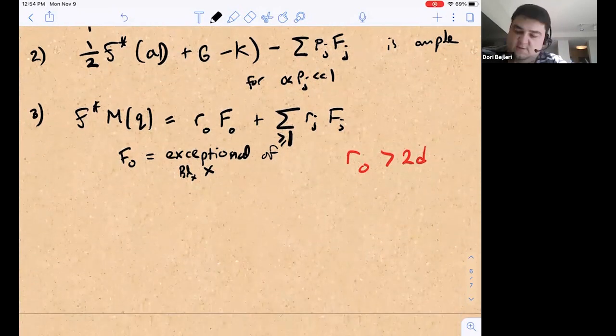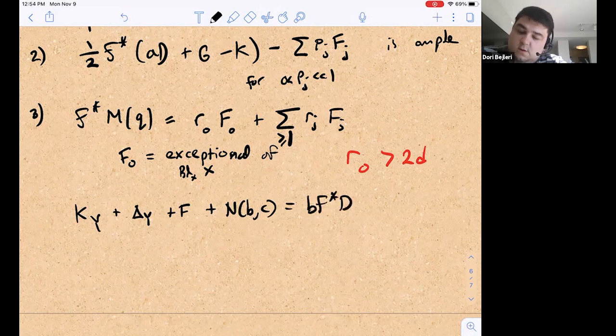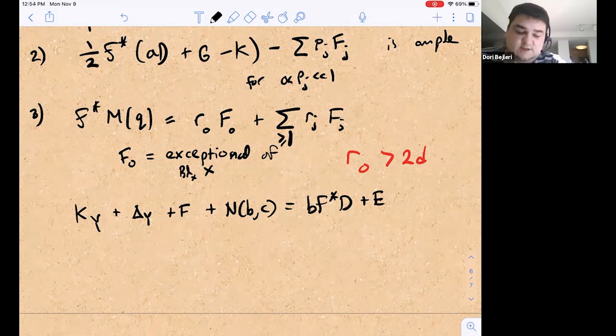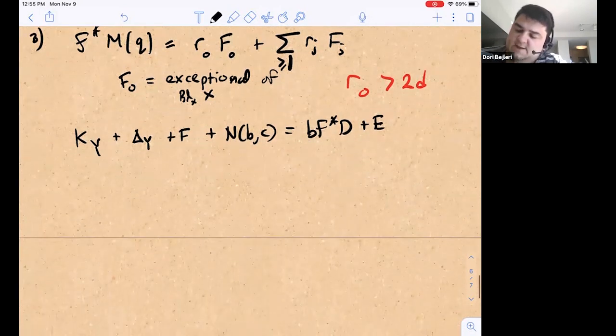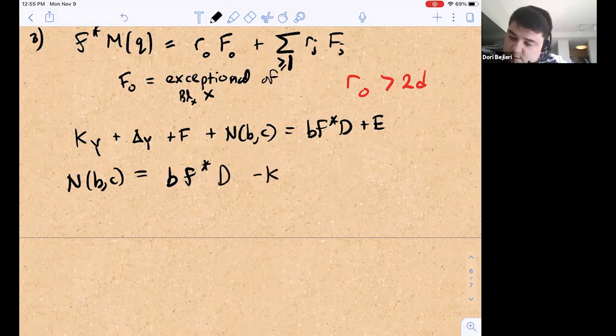So let's remember again what we're looking for. We're looking for an expression like KY plus delta Y plus F plus N plus E. Well, delta Y is a boundary, F is integral, N is ample, E is effective and exceptional. So this is the type of expression we're looking for. And the claim is that if you play around with it, this particular linear combination works. Or maybe I should say, you guess a linear combination like this, and then you find the B and the C that work.